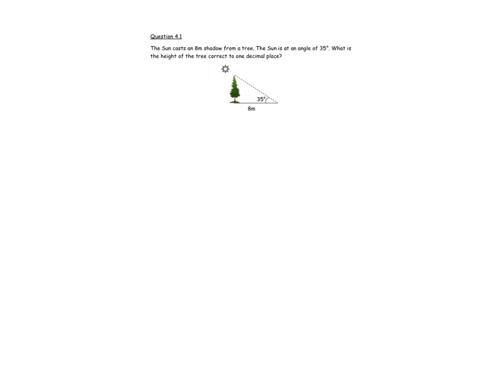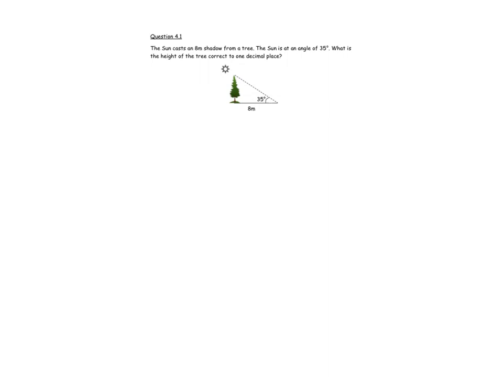So question 4.1 here, it says the sun casts an 8-meter shadow from a tree. The sun is at an angle of 35 degrees. What is the height of the tree, correct to 1 decimal place? Now in this question they don't specifically mention the angle of elevation or the angle of depression, but what they're basically saying is that the angle of elevation from the ground to the tree is 35 degrees.